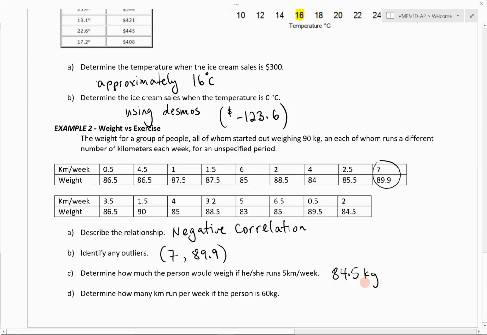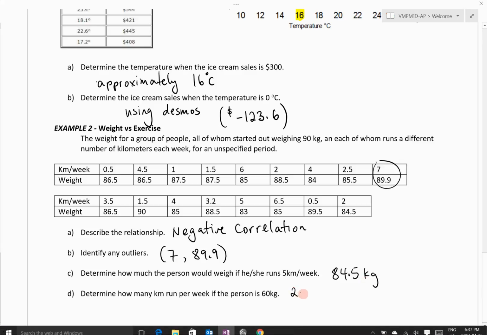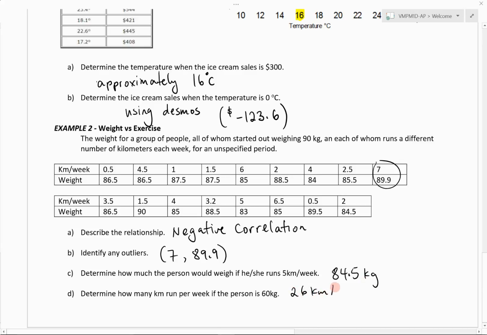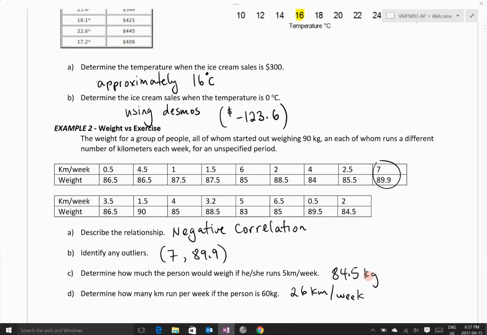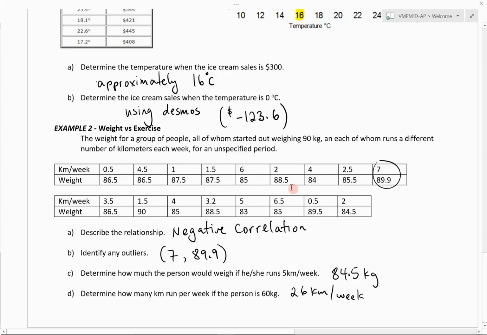And finally, determine how many kilometers run per week if the person is 60 kilograms. That would be 26 kilometers per week. For that, we'd have to do a little bit of predictions. And that is impressive, 26 kilometers per week. And that is the lesson for this section.